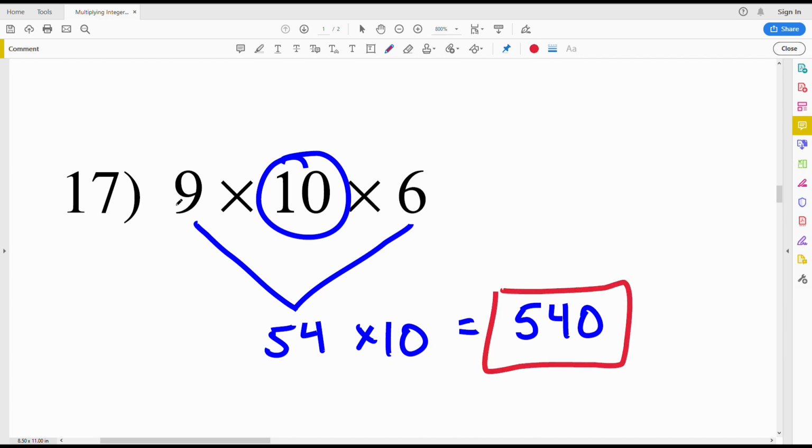And again, you could have started with 9 times 10, which is 90, and then multiplied by 6 to get 540 as well. Because multiplication is commutative, the order doesn't matter. So I'll probably switch the order up a little bit just to show you that it doesn't matter, but feel free to stick with whatever order you want.